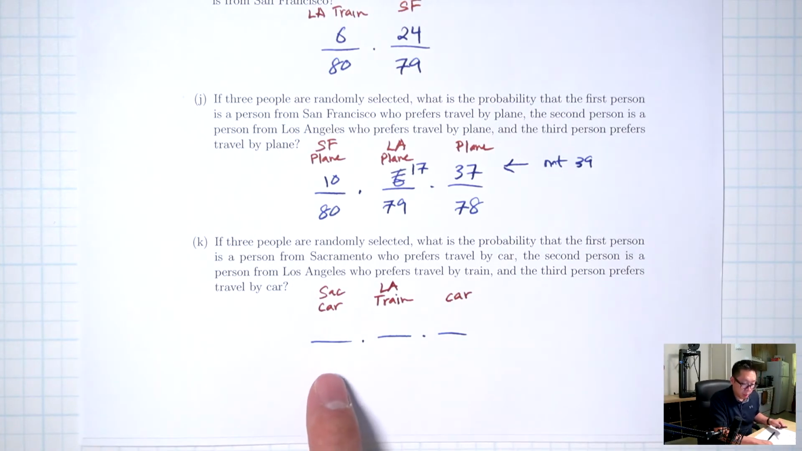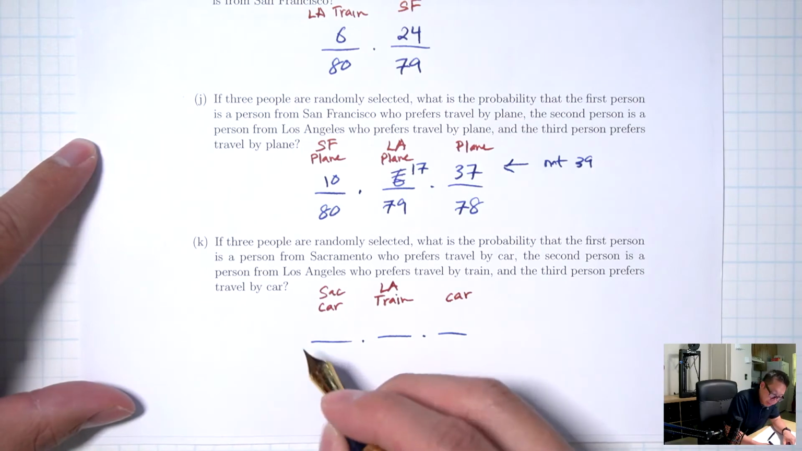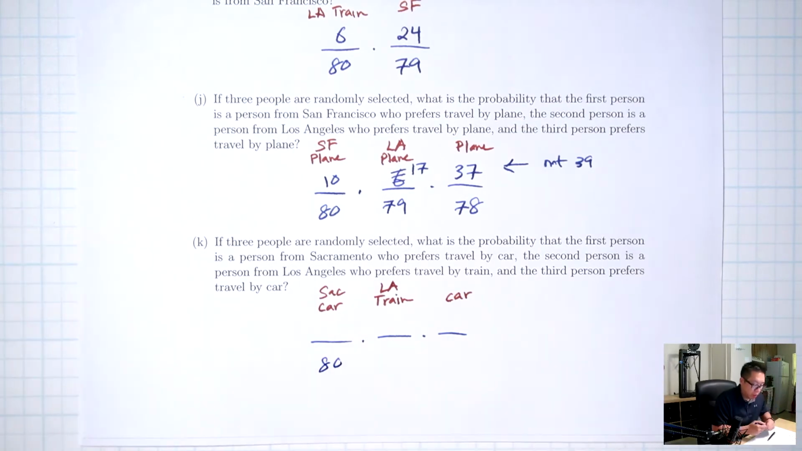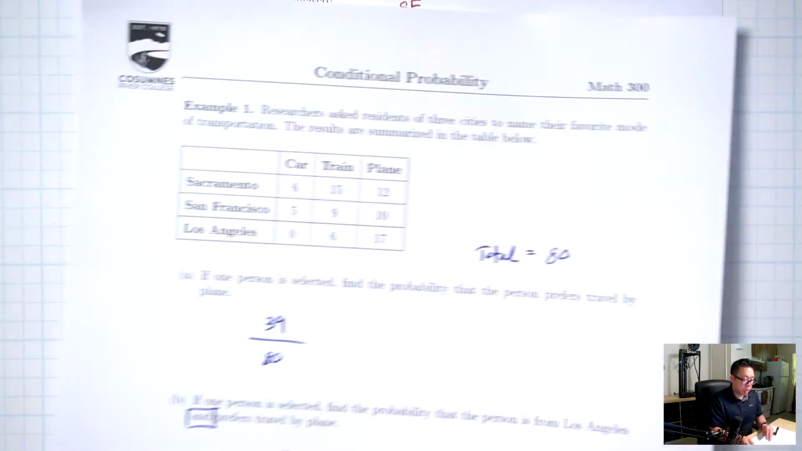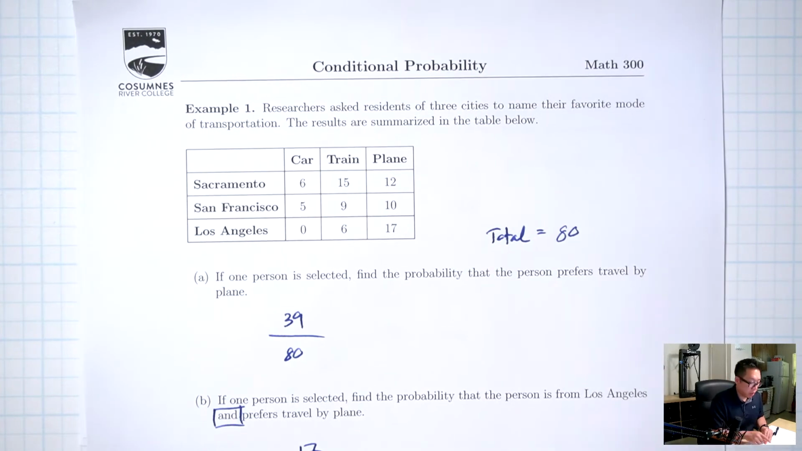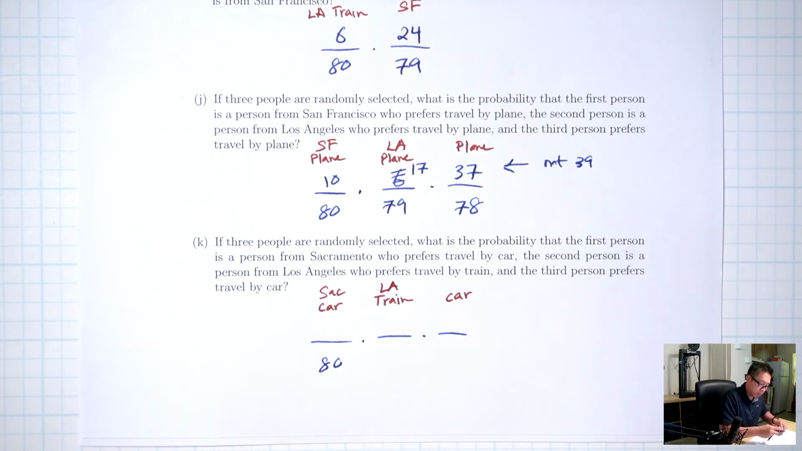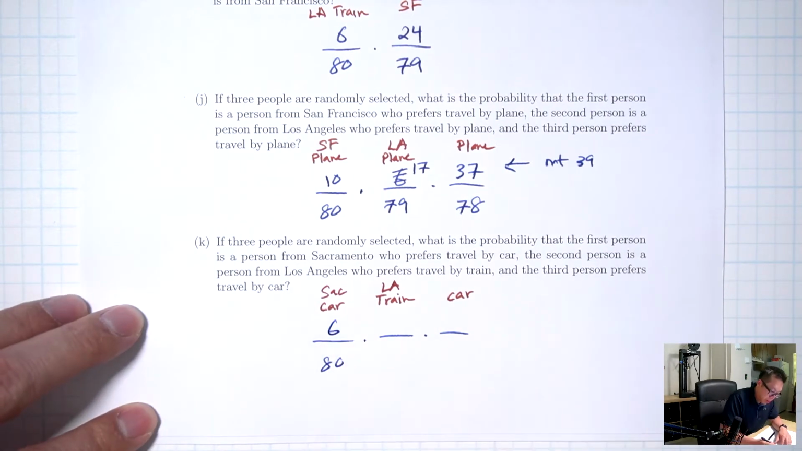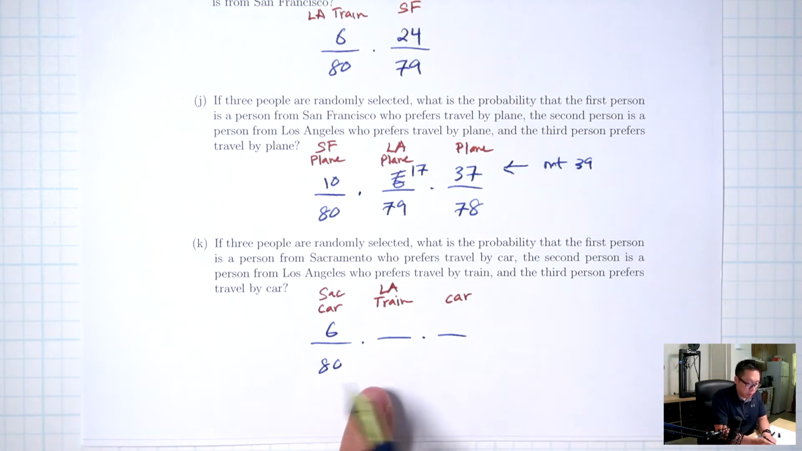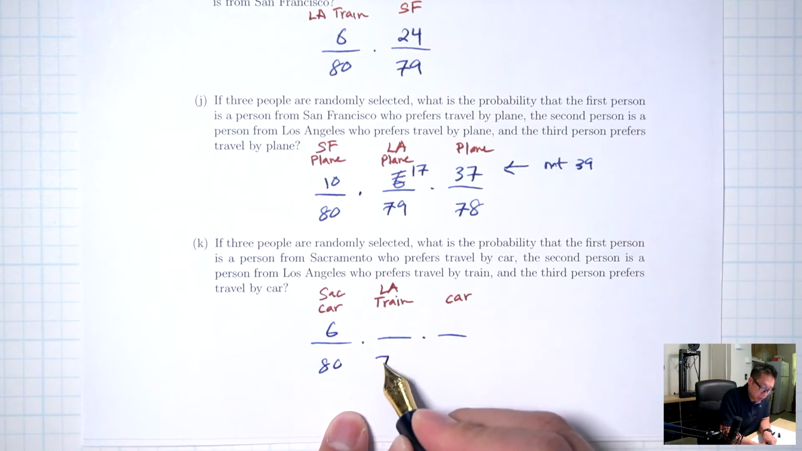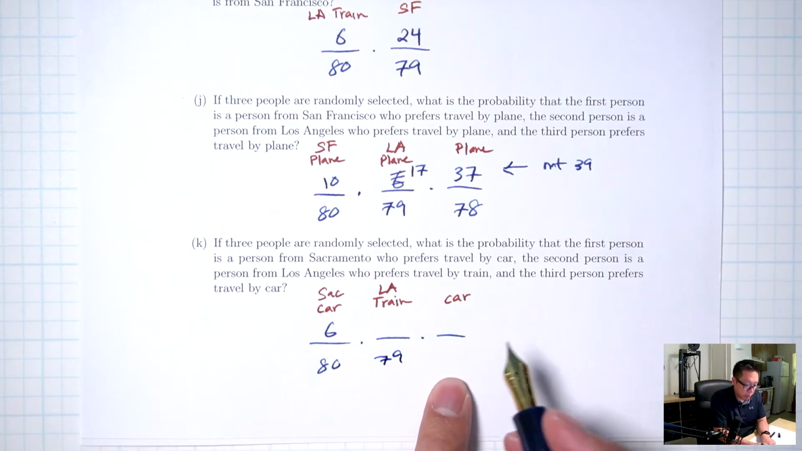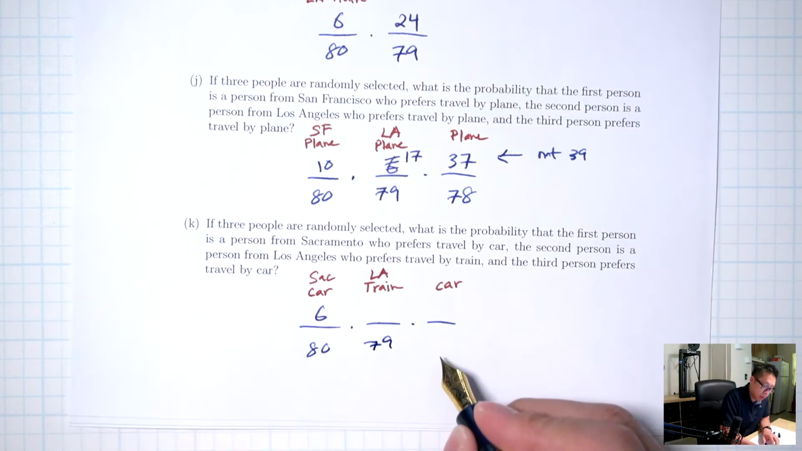First fraction, bottom is going to be everybody. So that's going to be 80. Sac car. Sacramento car, 6. Second fraction, the bottom I should be down by 1, which is 79, and then let's do the third fraction. I should be down by 1 again for the bottom. That's 78.